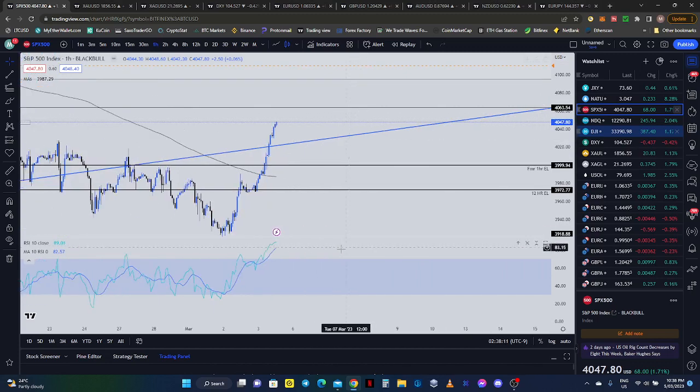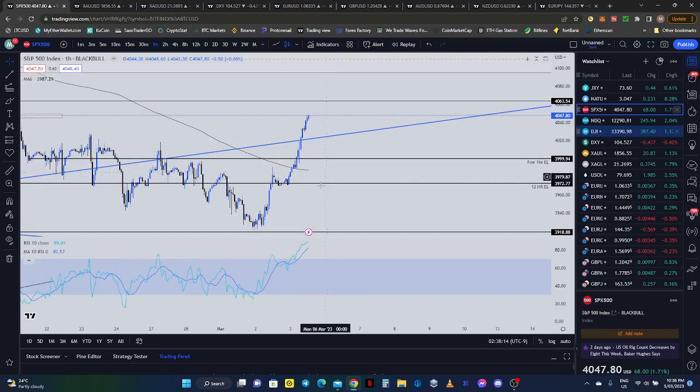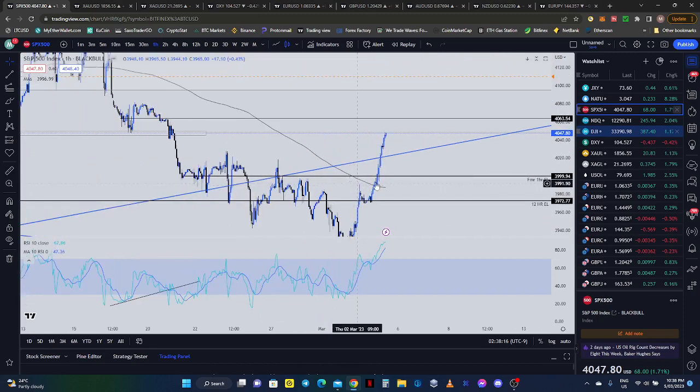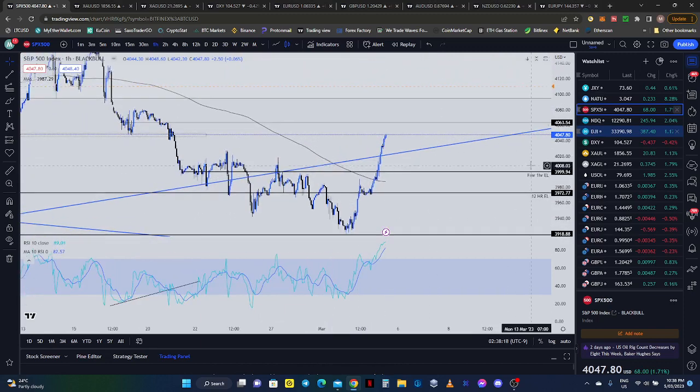So we'll just play it by ear, play it wave by wave, as we always do. But not a time to be shorting just yet. I would be looking for an entry, a sell setup at this level, and then watching what it does from there to see if we're going long or going short.